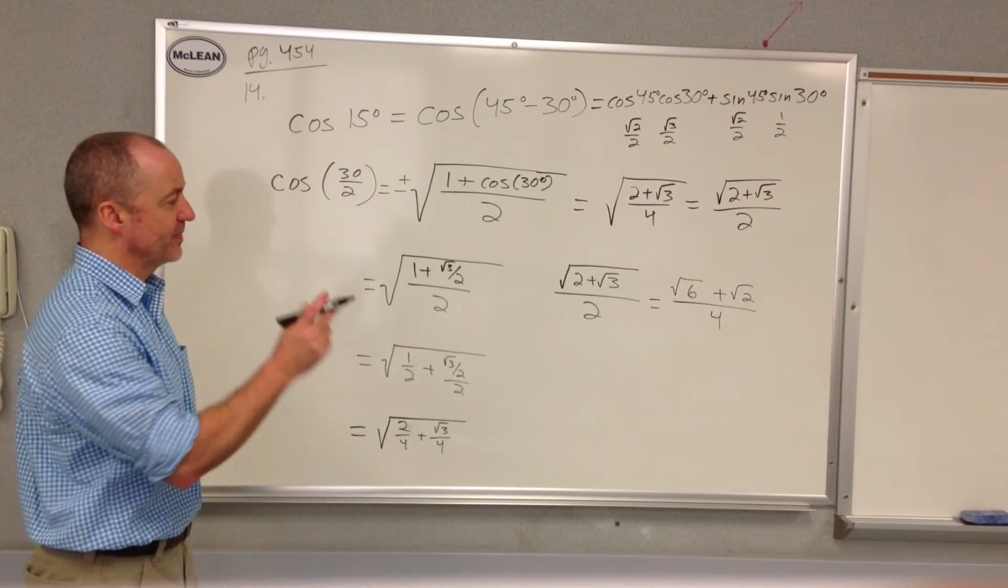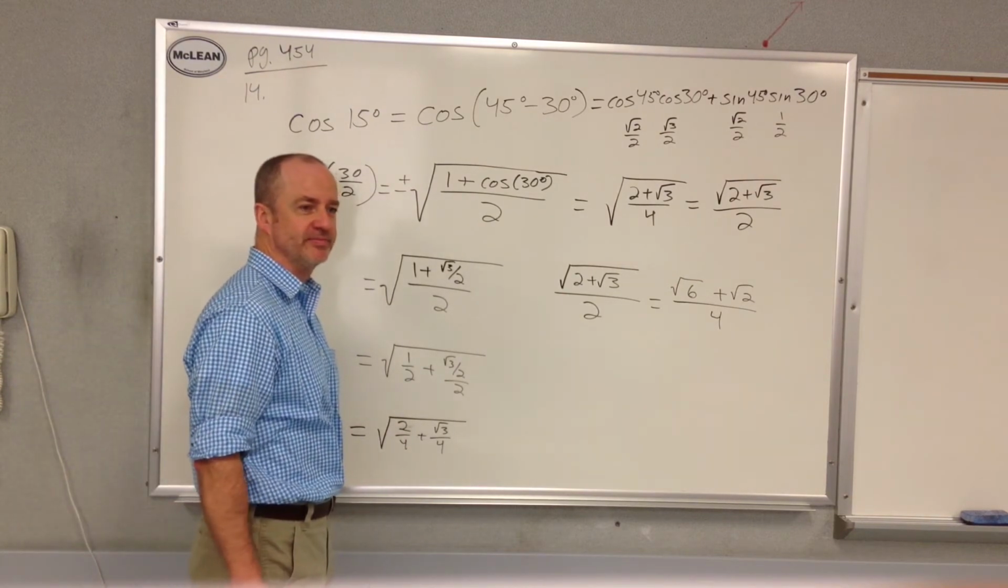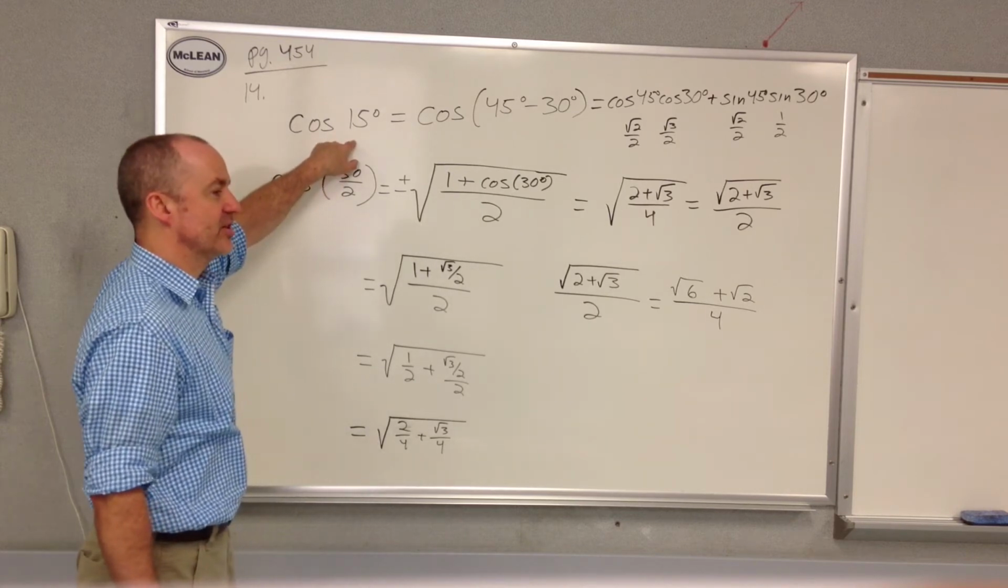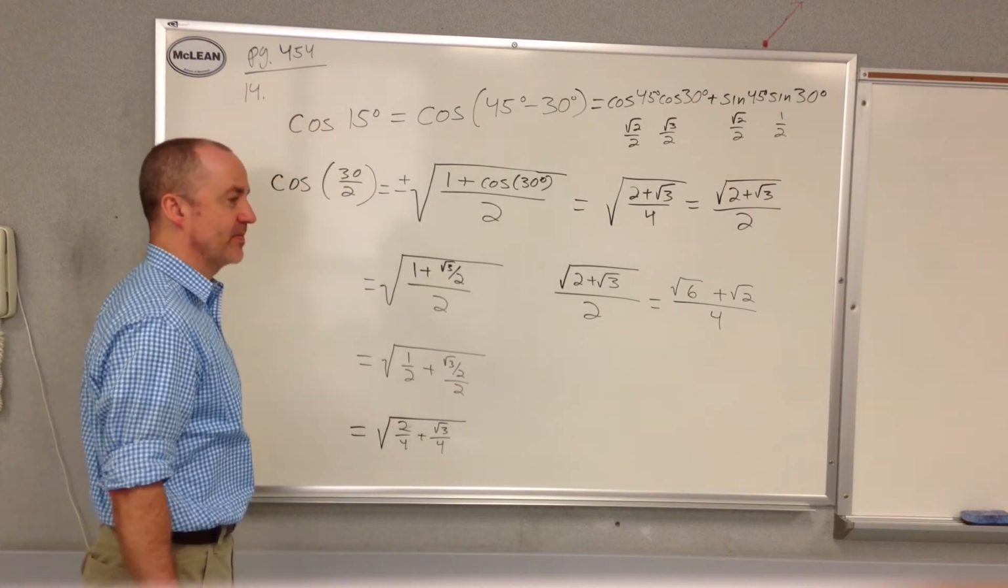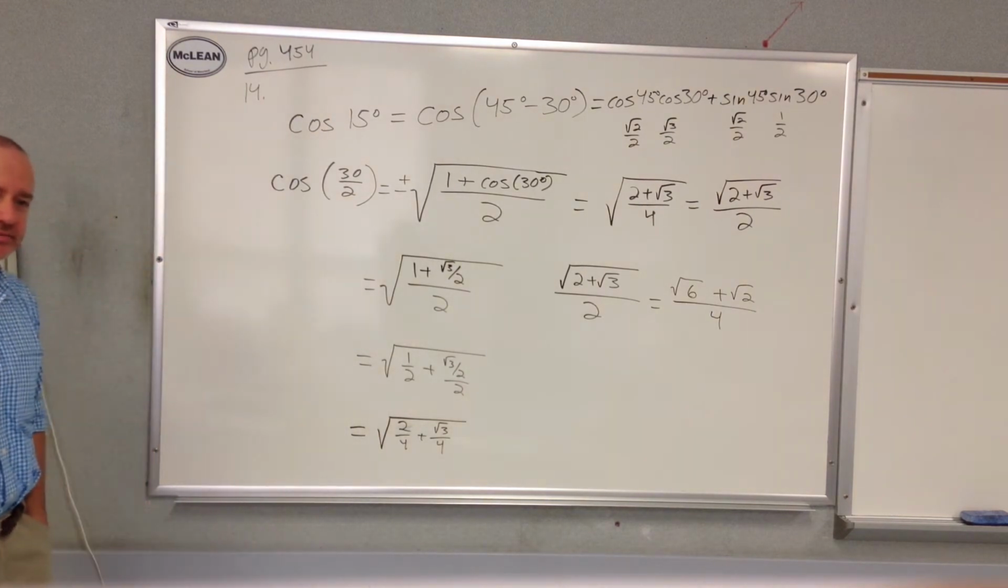Okay, bigger point. These are two different answers. How can that be possible? One of them squares 15 degrees. No, they're both for 15 degrees. We just found them two different ways. If you use different methods in math, should you get different answers?